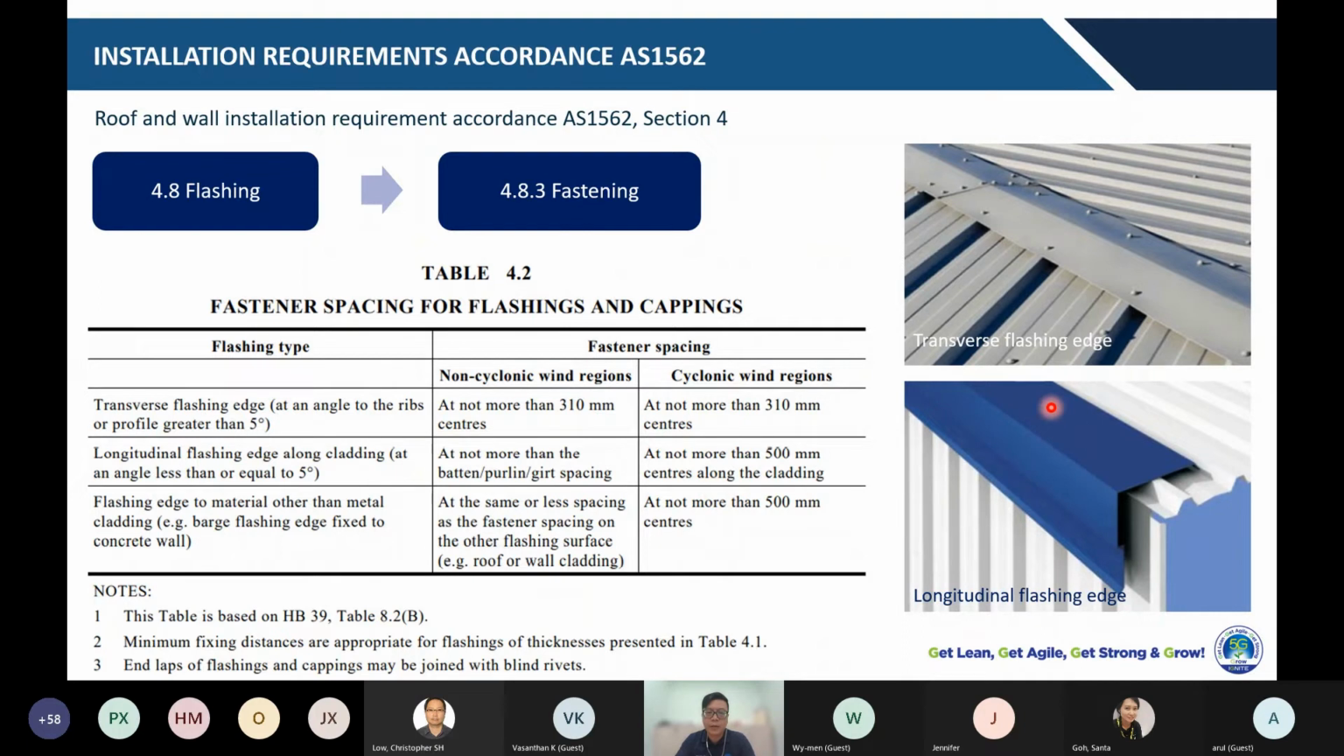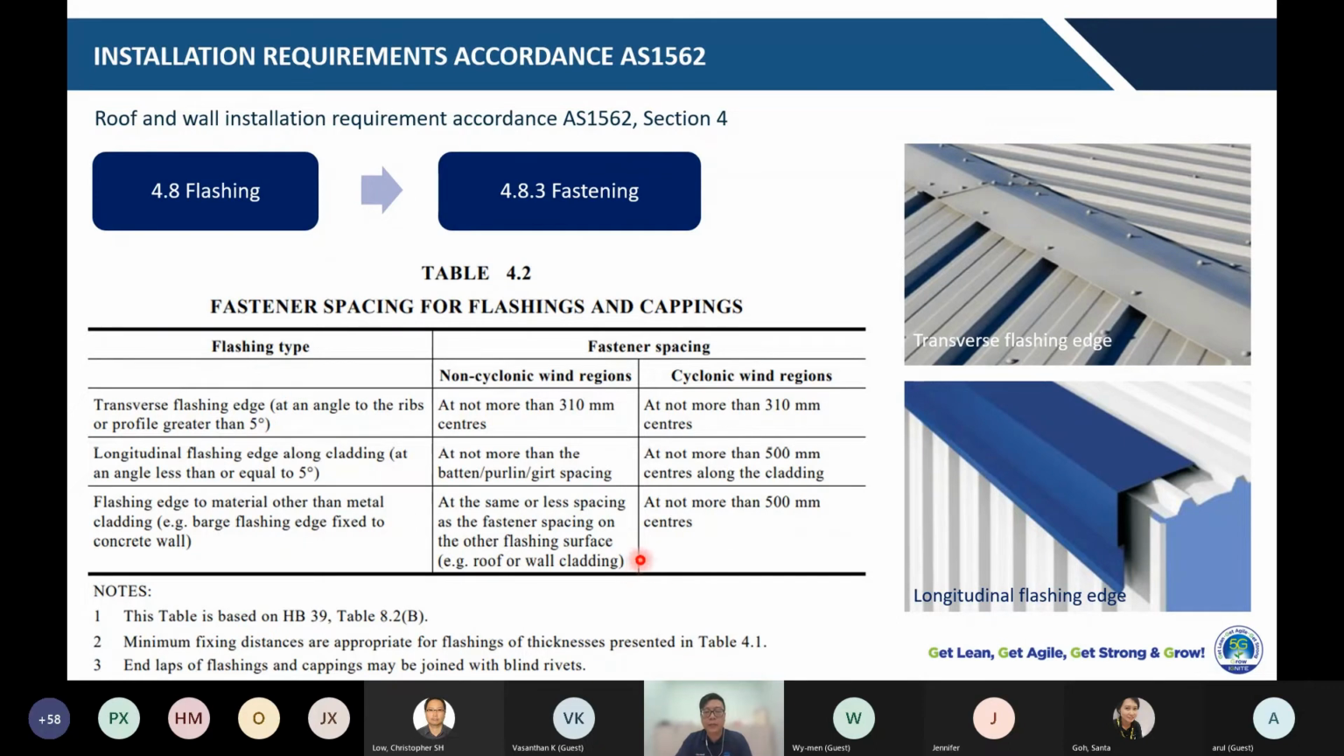So what is transverse flashing? We always refer to the roof. If the roof is spanning in this way, and your flashing is spanning the other way, we call it transverse flashing edge. In reverse, if your roof is spanning parallel to the flashing, we call it longitudinal flashing edge. Right. So the maximum fastener spacing of transverse flashing is 310 mm, whereas the fastener spacing for longitudinal flashing should not be more than the support spacing, such as purlin, girth, and batten.